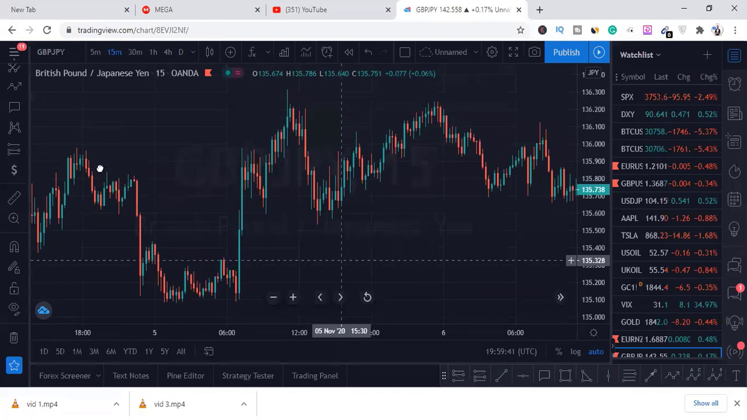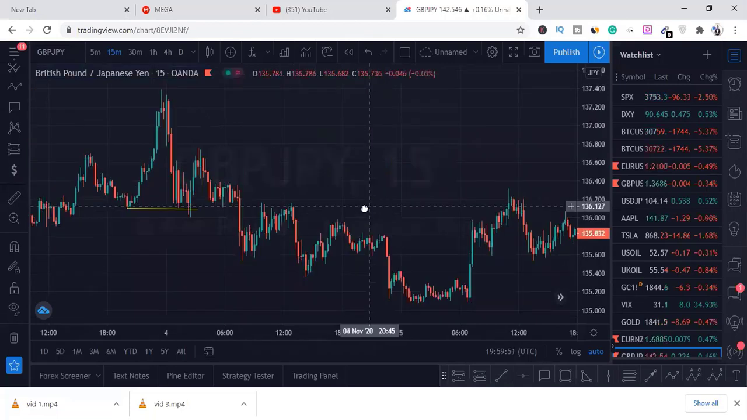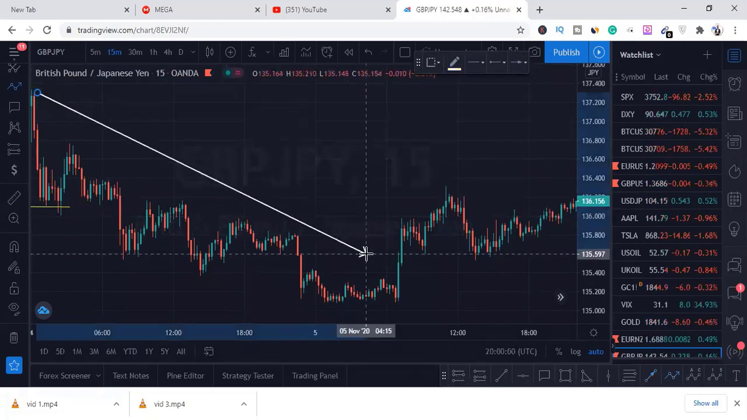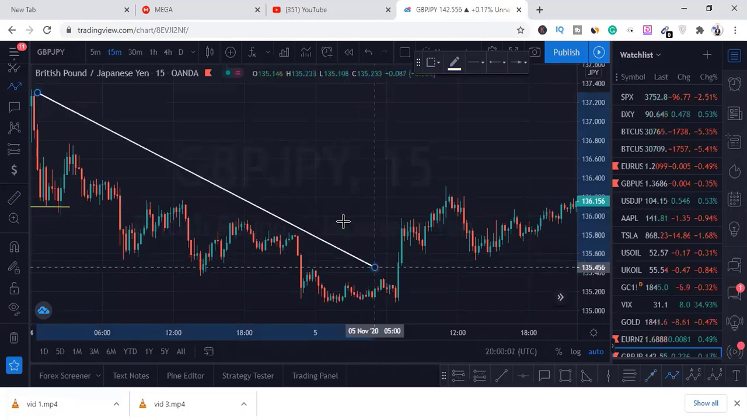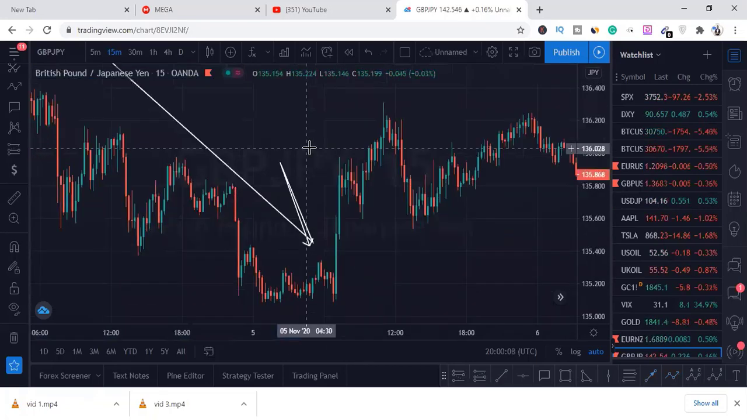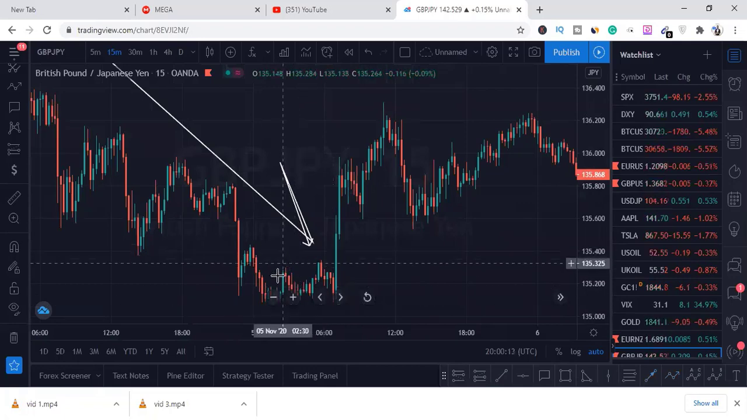Okay, for instance, let's look at this one. Remember, this is a 15 minutes time frame. There's a consistent movement of the market from up to the downside. There's what is called the last step broken. Okay, so this was actually the last step broken here.